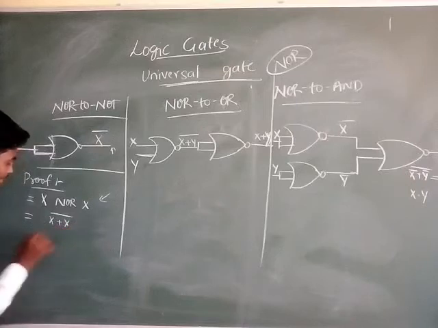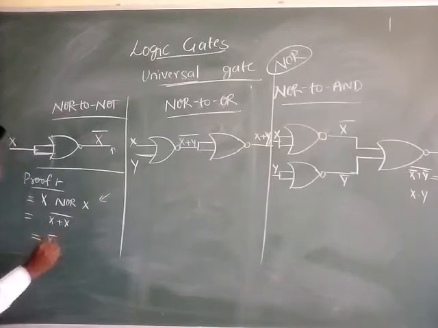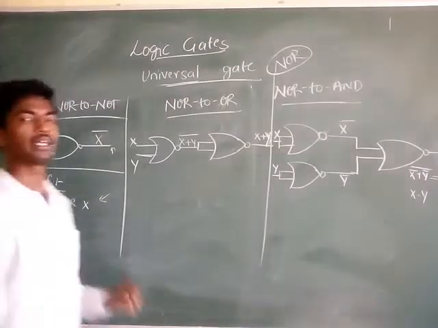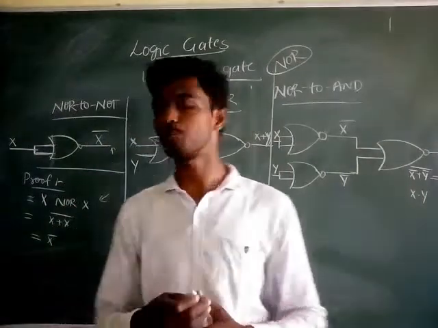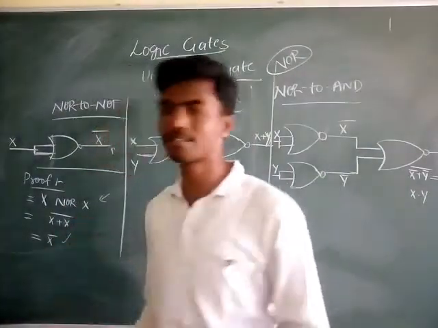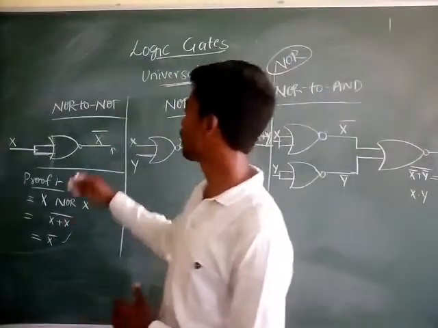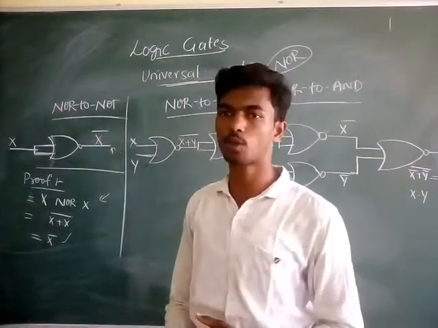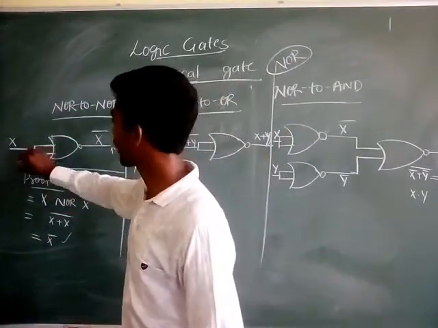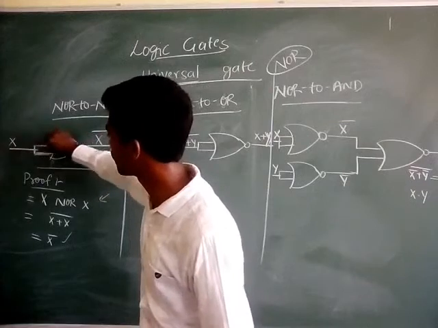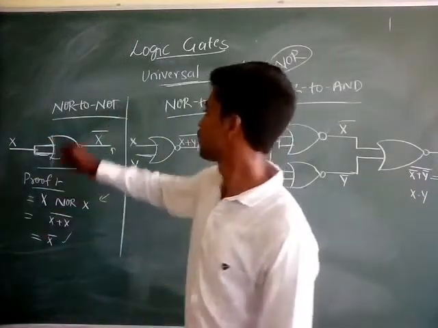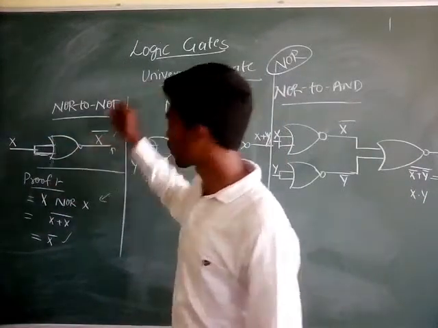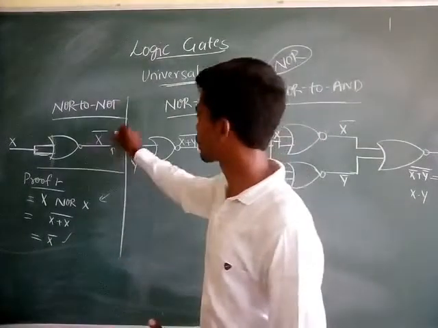X plus x is nothing but x again, complement, which is the required one. If x is an input, x complement is the output for you. This is how we are designing the NOR to NOT, just providing one input and splitting that single input into two times. For the NOR gate, we will get a complemented form, that is a NOT gate operation.